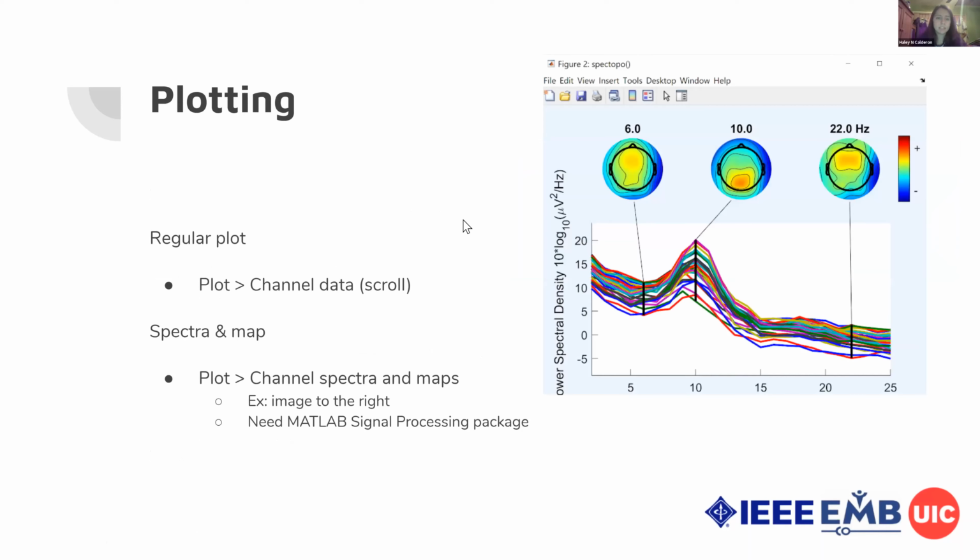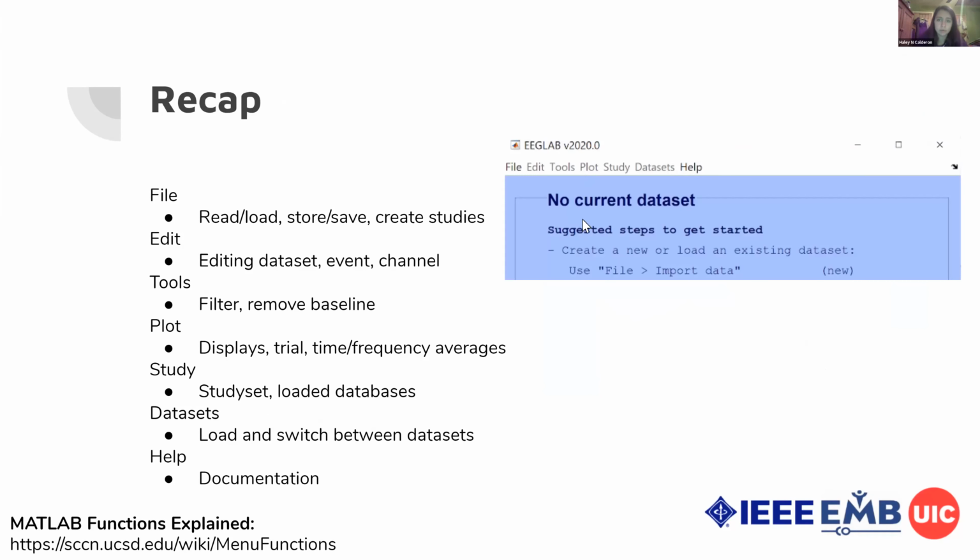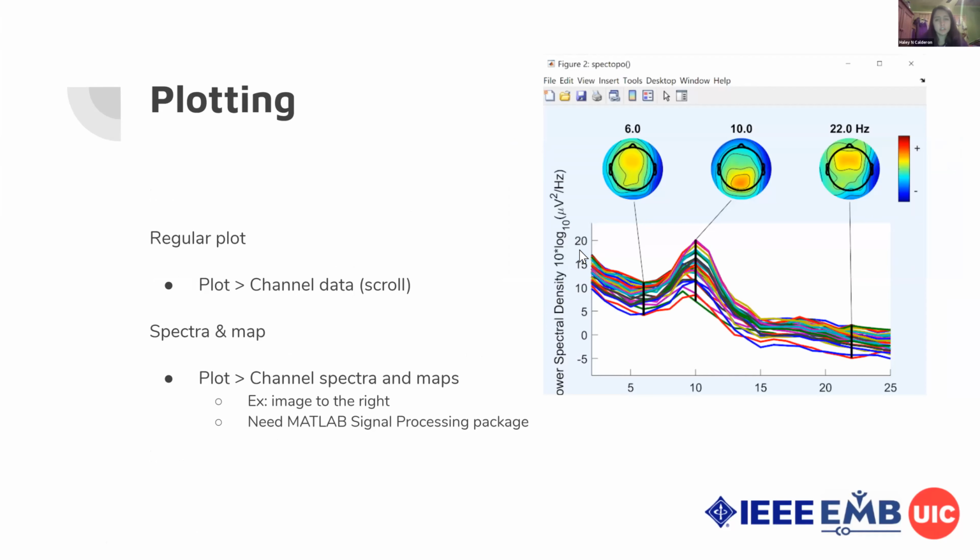For plotting, most of the things we're going to do is a regular plot. All you have to do is go to plot on the main menu, right there, and then hit channel data scroll. If you want to do a spectra and map, you go to plot and then hit channel spectra and maps. This is something we haven't worked with yet, especially in just the pre-processing phase. An example of it is the image to the right. It shows you the different peaks and the gradient map.